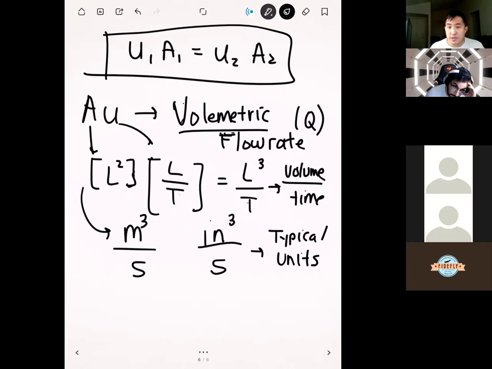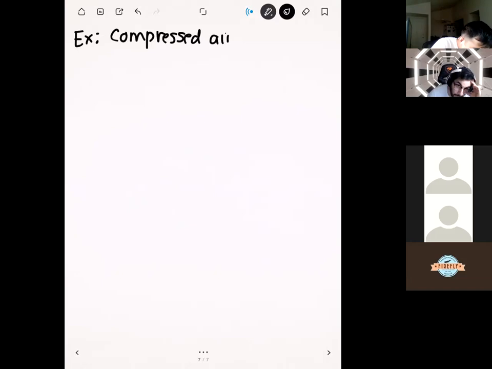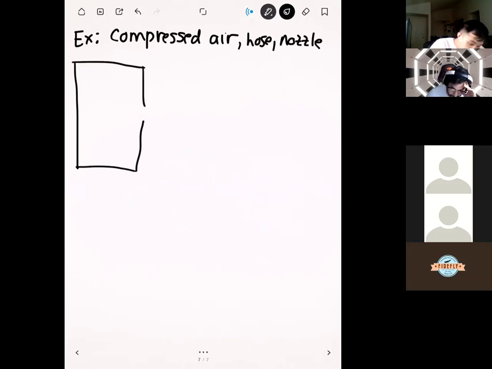Now that we have this concept of conservation of mass, we can combine that with Bernoulli to solve some more interesting situations. Let's do an example of that, just to show what that means. Let's say that we have compressed air flowing through a hose and nozzle. It looks something like this. It comes in as a nozzle, just like that.